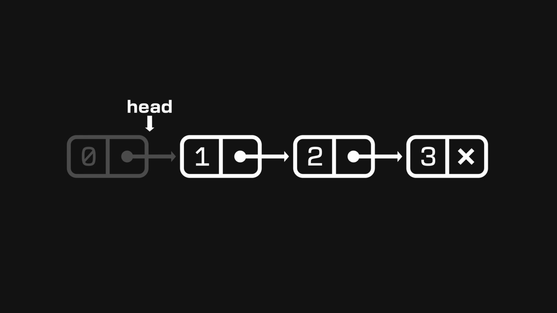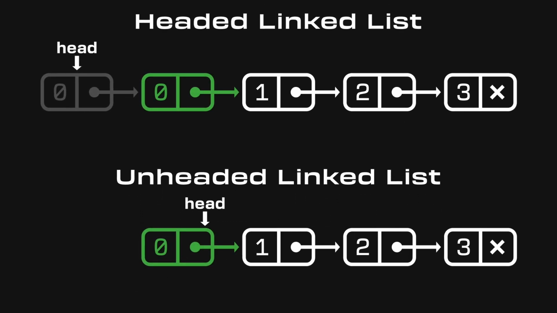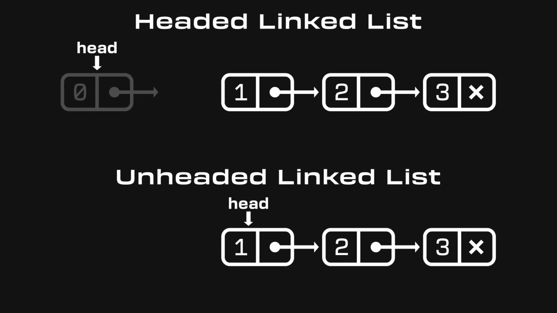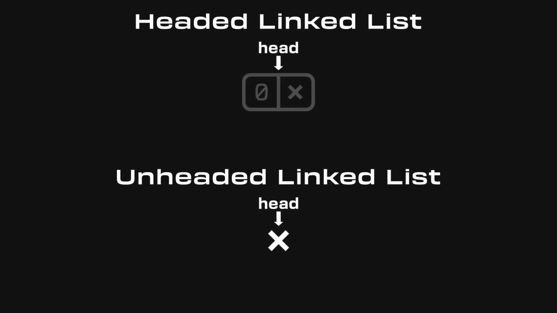This is where we have our head point, and the sentinel node never changes and it will always be the head. Compare this to the unheaded linked list, where the head pointer changes whenever the first node is inserted or deleted. The key difference is that now the headed linked list will always have at least one node, even when the list is empty. And the head is never null, so we can avoid having that special case in many of our functions.